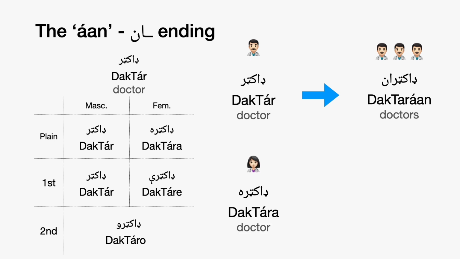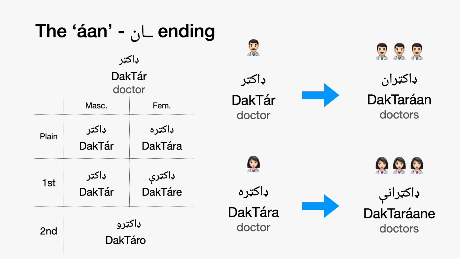If it's a female doctor, it's going to be doctora. We add a little a on the end there because we're using the female form of this pattern 1 noun. And then we can add the plural ending on with doctorani. Again, with the an ending there because it's feminine, we have a little a on the end.